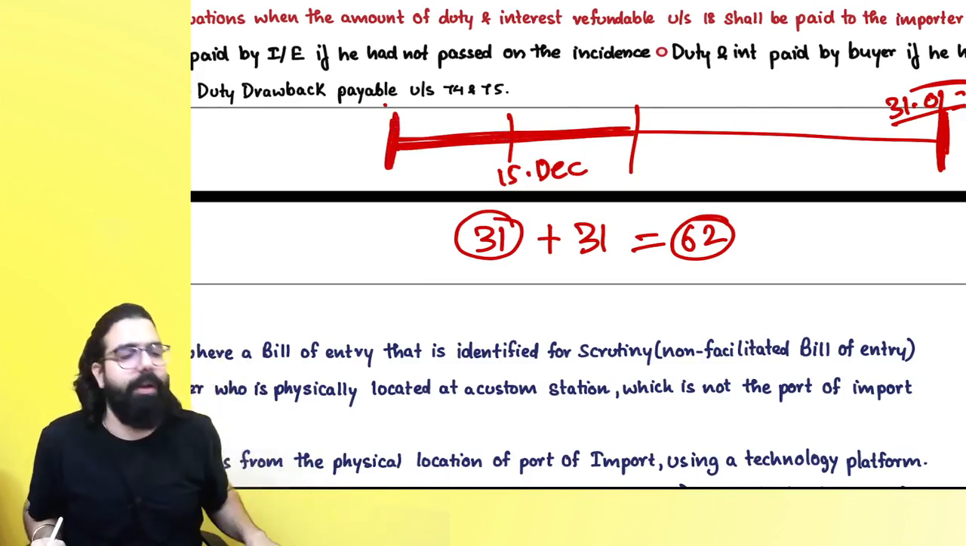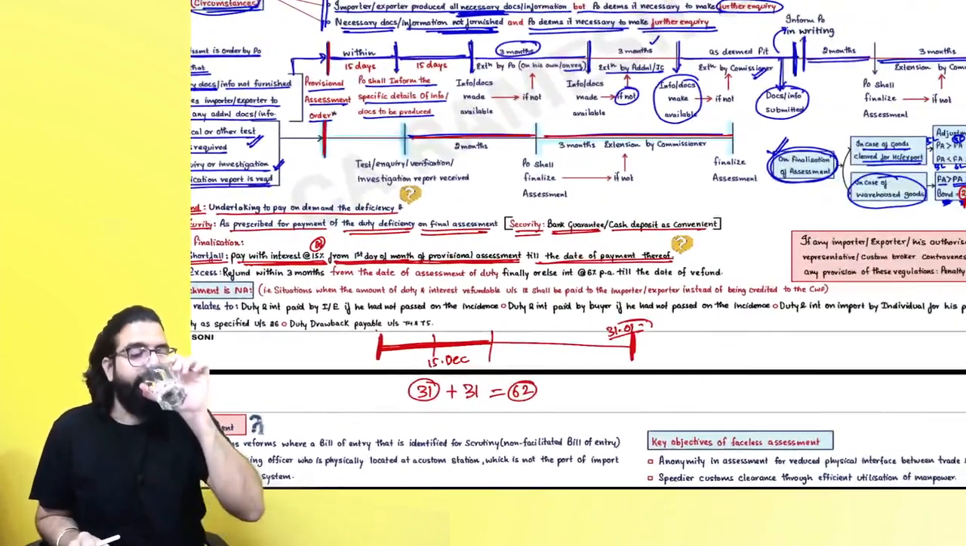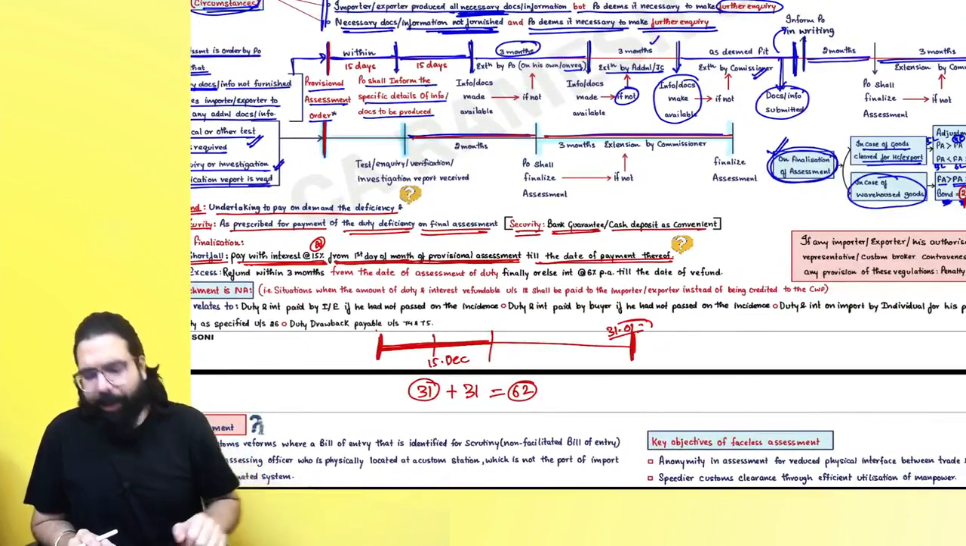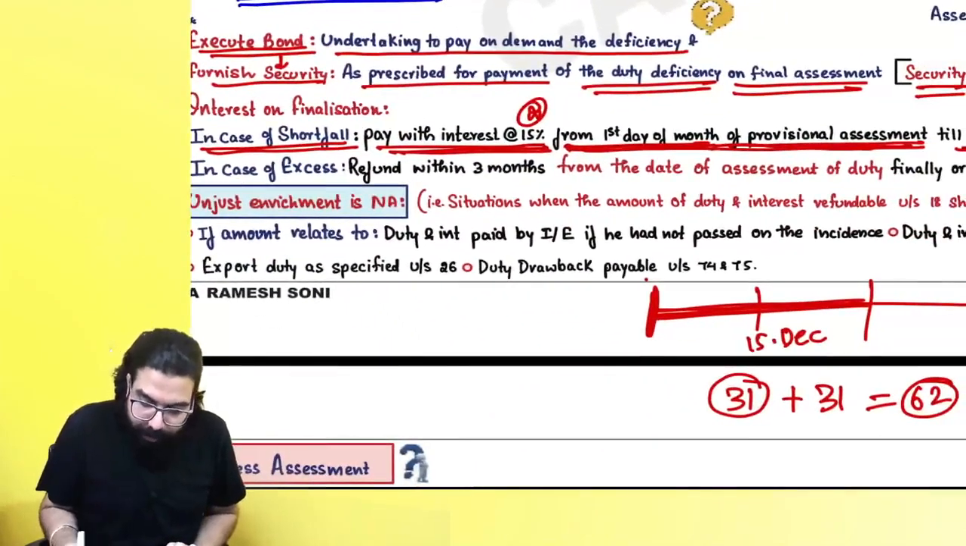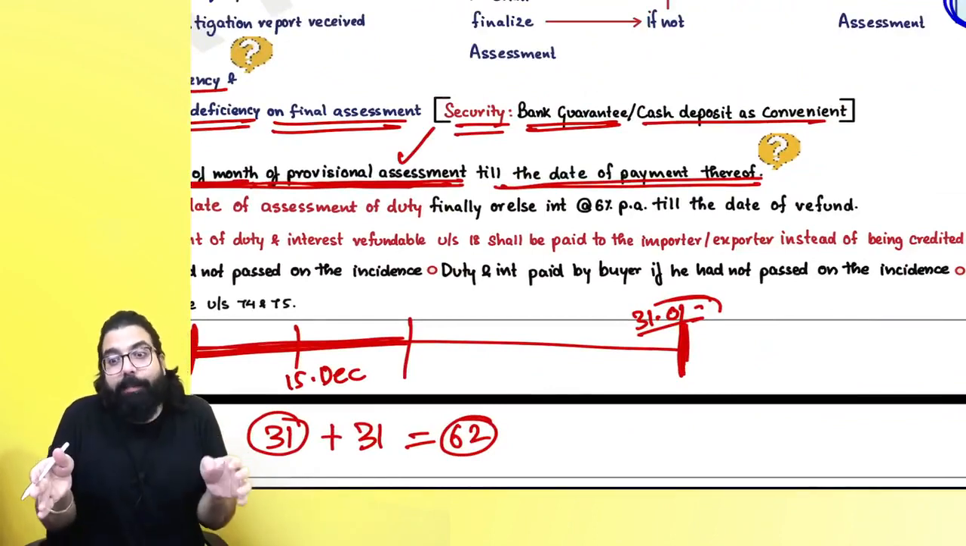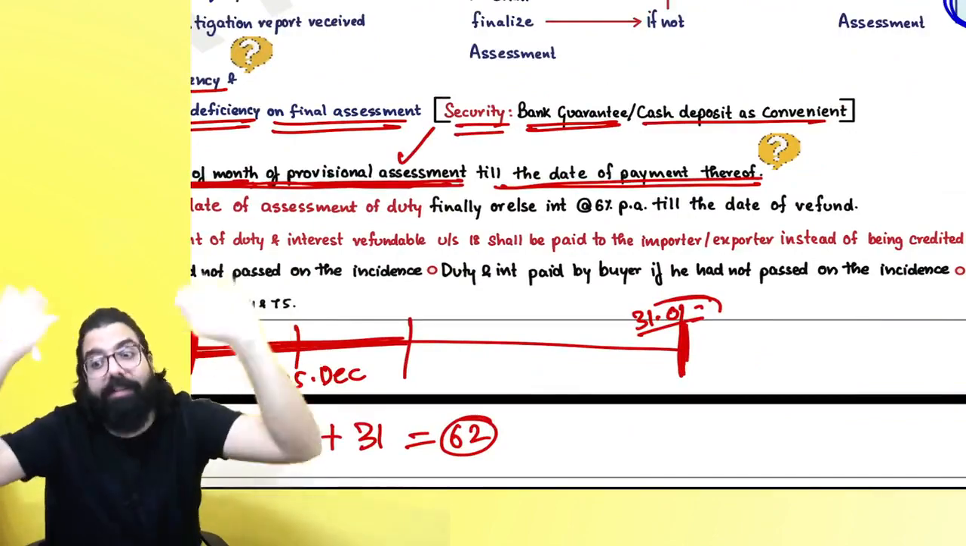I want everyone to give me a heads up. Did you guys understand this point? Yes sir, we all got it. Let's go ahead. From the first day means the month in which the provisional assessment was done, from that month's first day only interest will start.